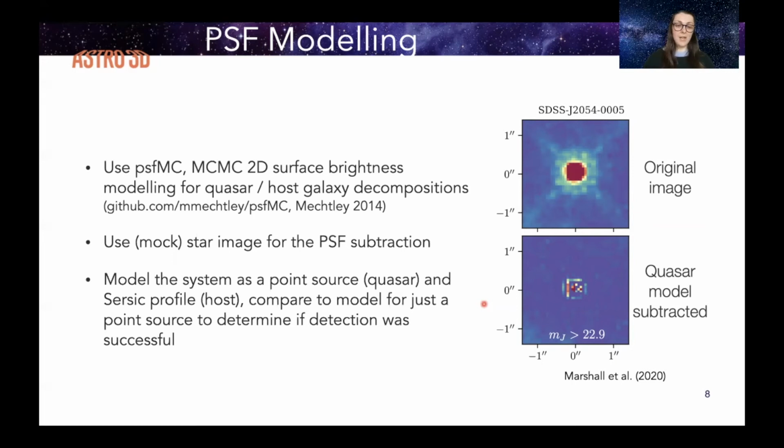For this, we model the quasar as a point source and the host galaxy as a Sérsic profile. Then we also run an additional model where we just include the point source quasar. Then we compare statistically these two models to determine whether the host galaxy is statistically significantly detected.